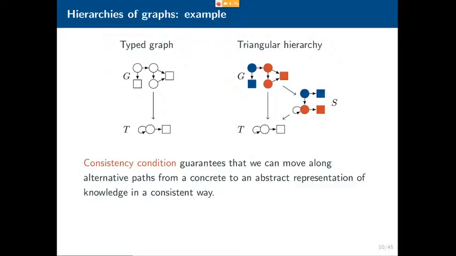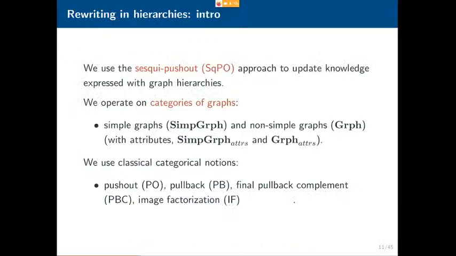It guarantees that the direct typing of G by T is consistent with the same typing that factors through S. In the context of knowledge representation, it means that moving along alternative paths from a concrete to a more abstract representation of knowledge, we get a consistent picture. And if we use the language of category theory, it allows us to see our hierarchies as large commutative diagrams. So how do we update knowledge represented with hierarchies of graphs?